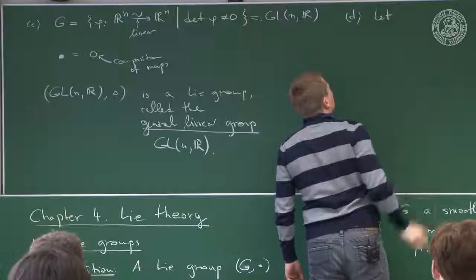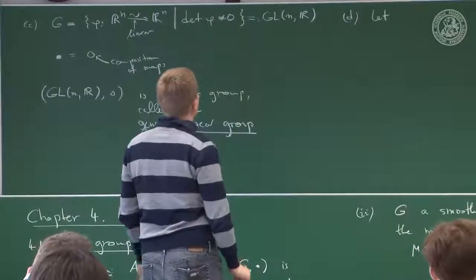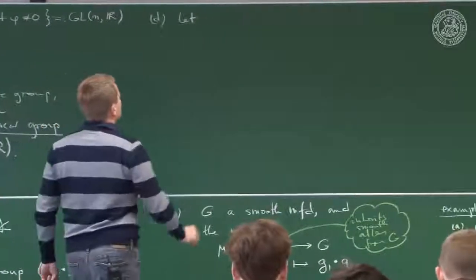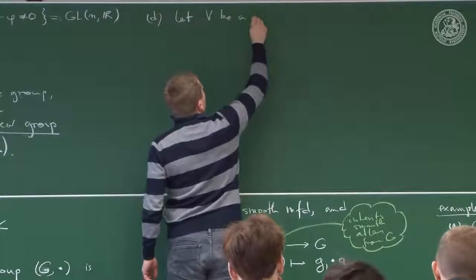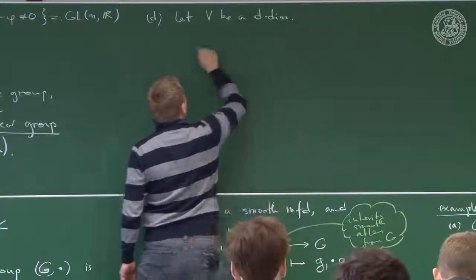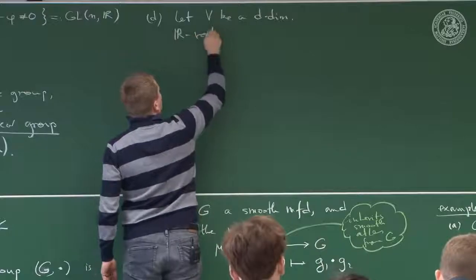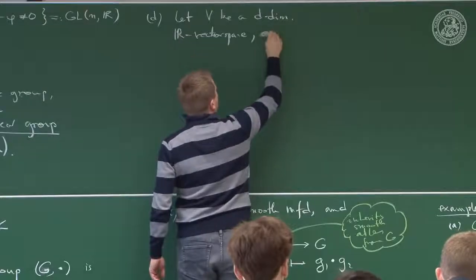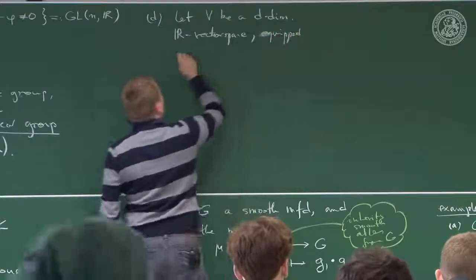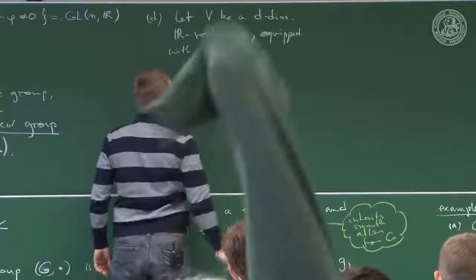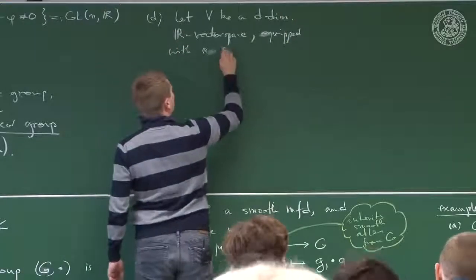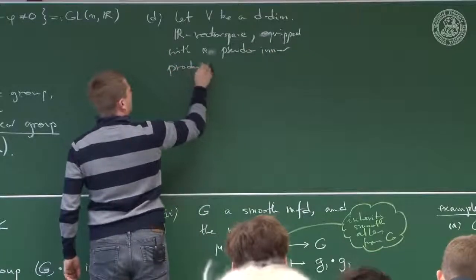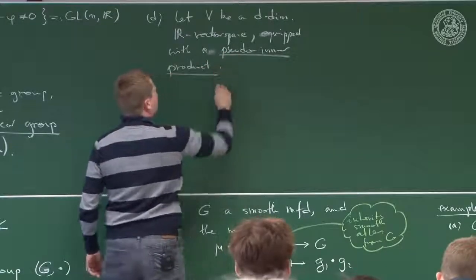So assume you have an inner product on an R vector space. So let V be a d-dimensional R vector space equipped with an inner product. Well, let's take a pseudo inner product. Now, what's a pseudo inner product?